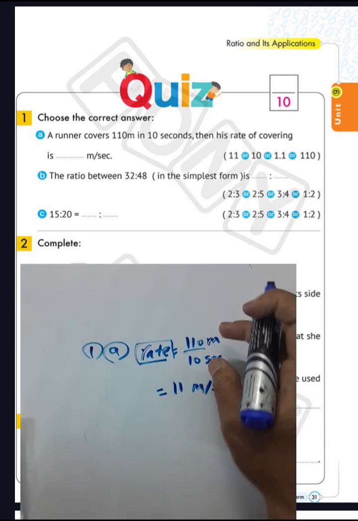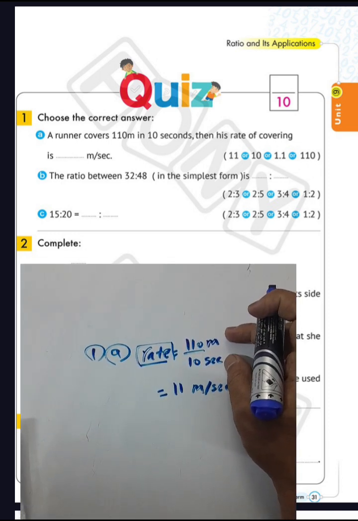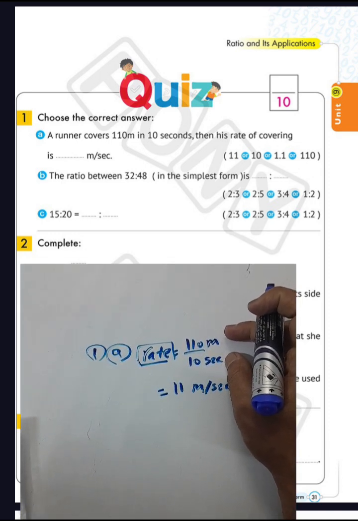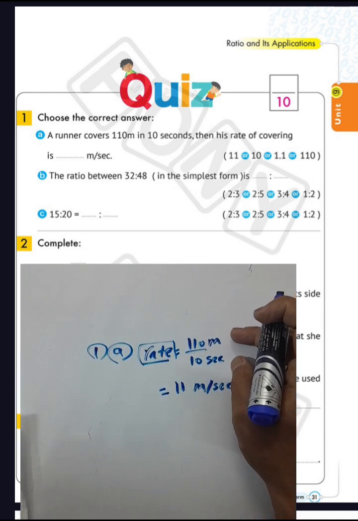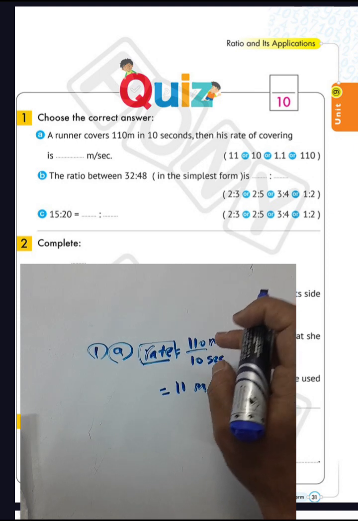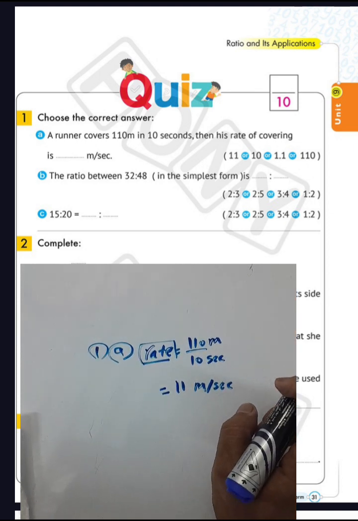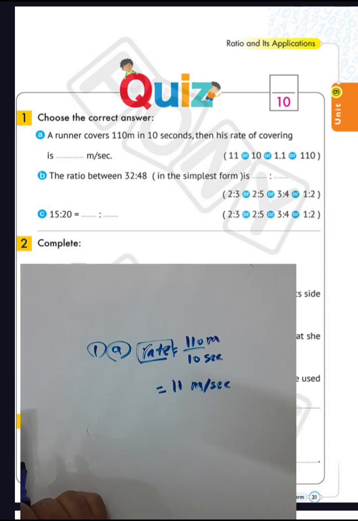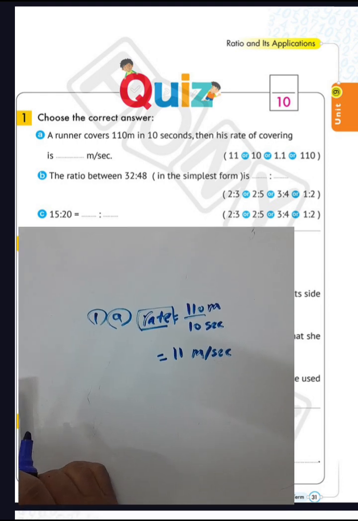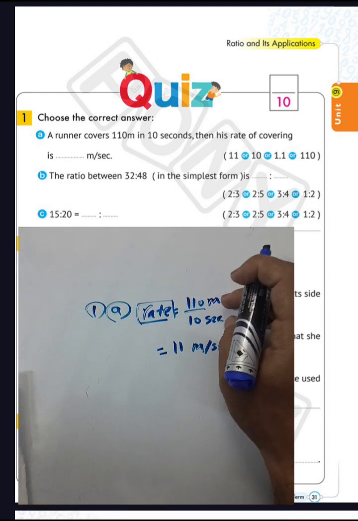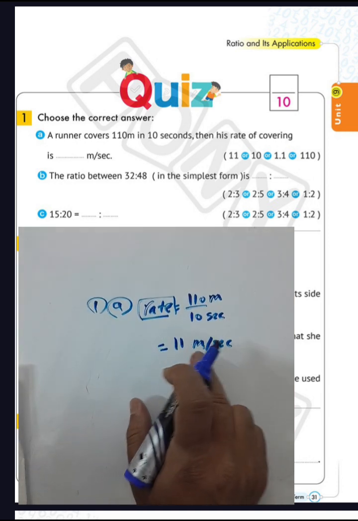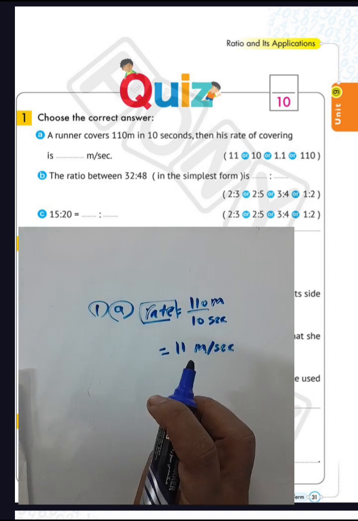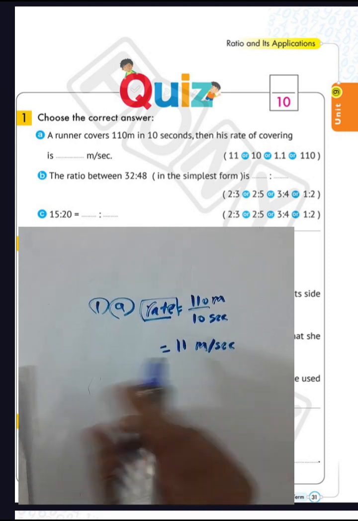The rate is a comparison between two different units, meters and seconds. It compares two different quantities in different units. Then the rate will be 11 meters per second. 11 meters per second. Choose 11.